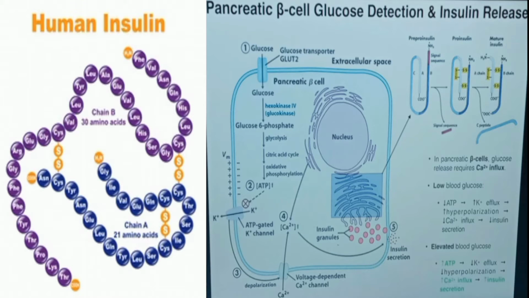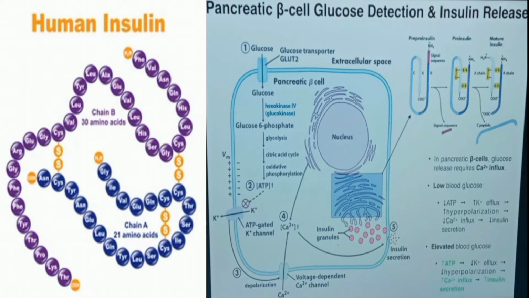The potassium efflux will decrease, and the potassium will accumulate. By the accumulation, the electropositivity will increase, and by this increase, the calcium channels will depolarize and open. Then this calcium will trigger the insulin containing vesicles by exocytosis, and the insulin will be released into the blood. So this is how the insulin is released.